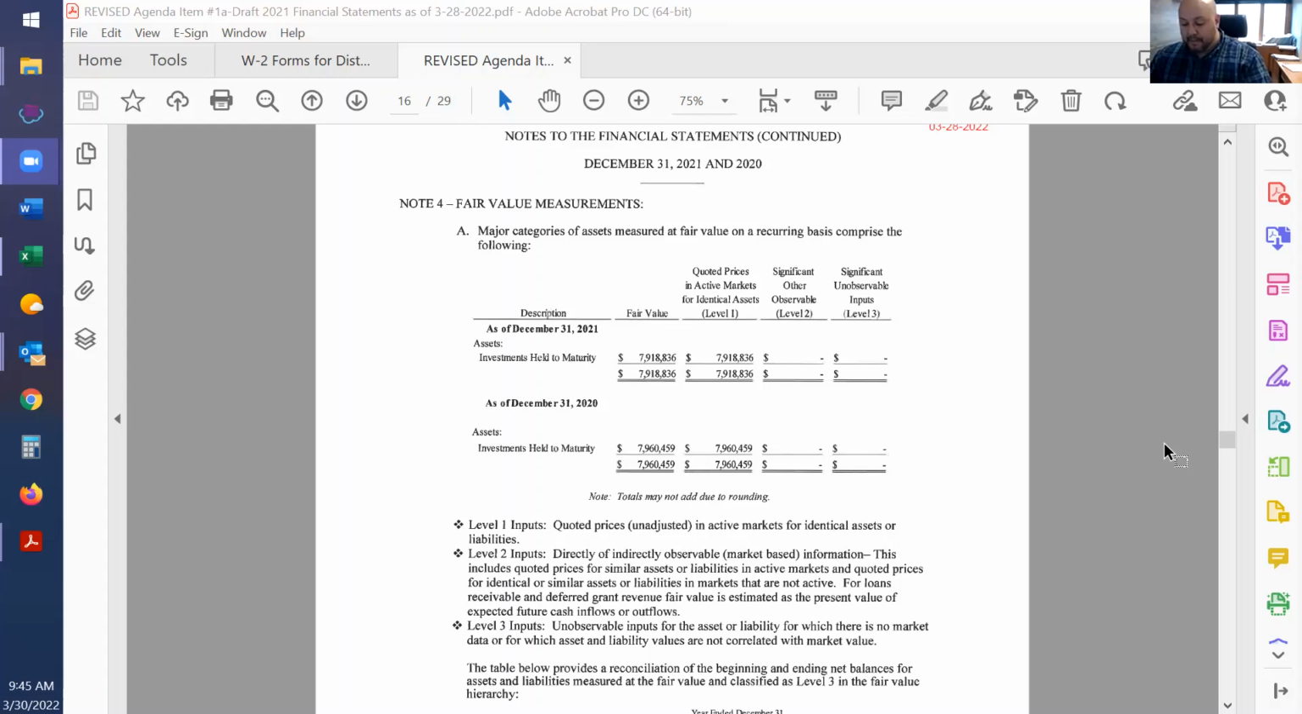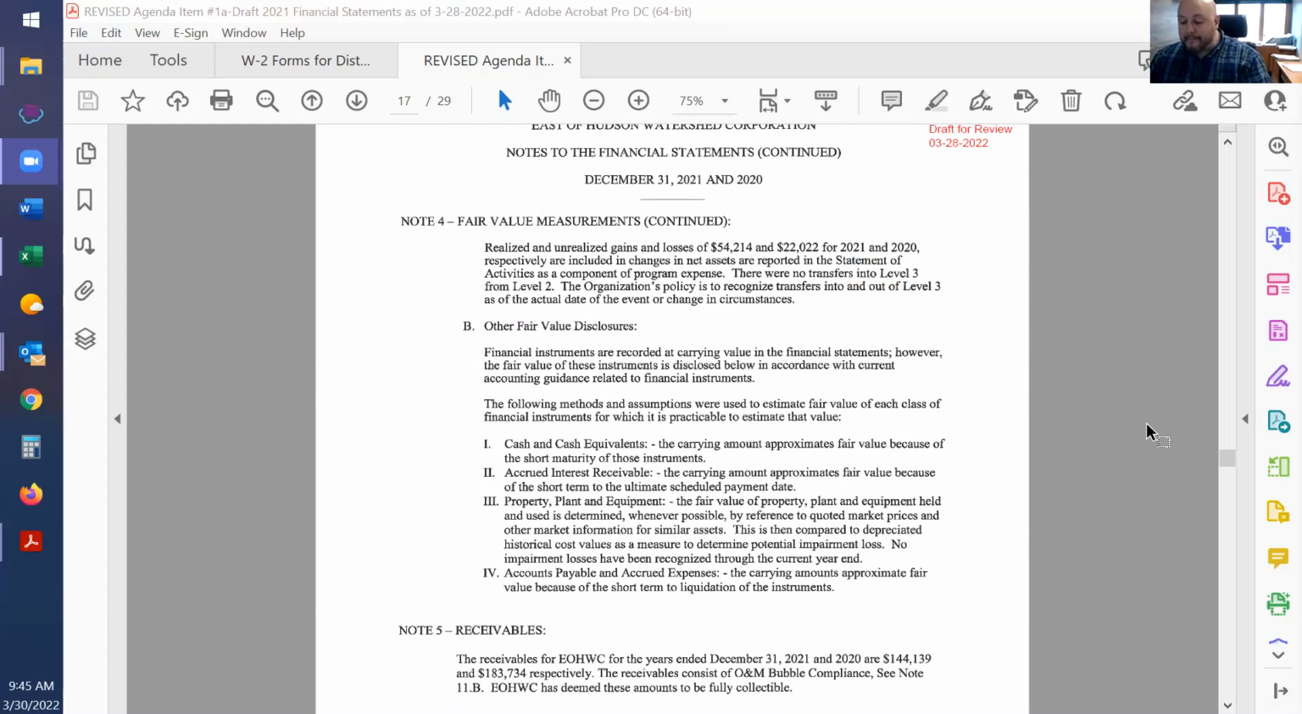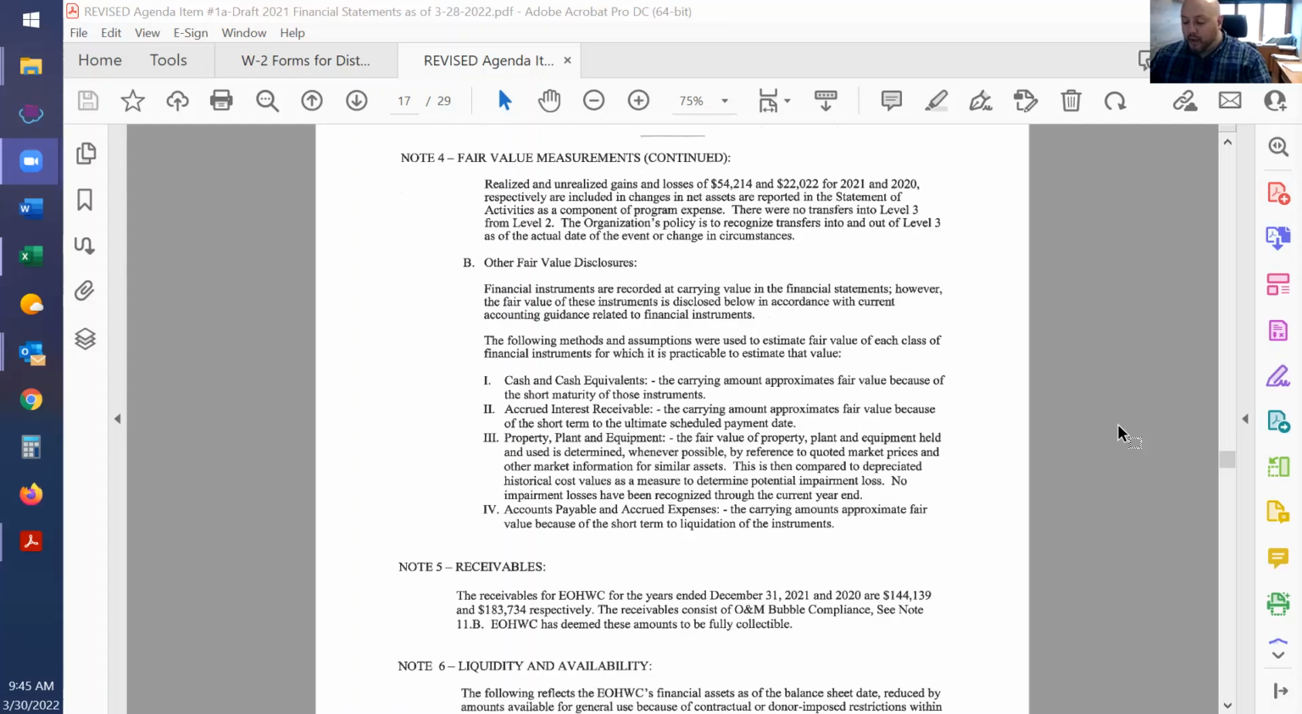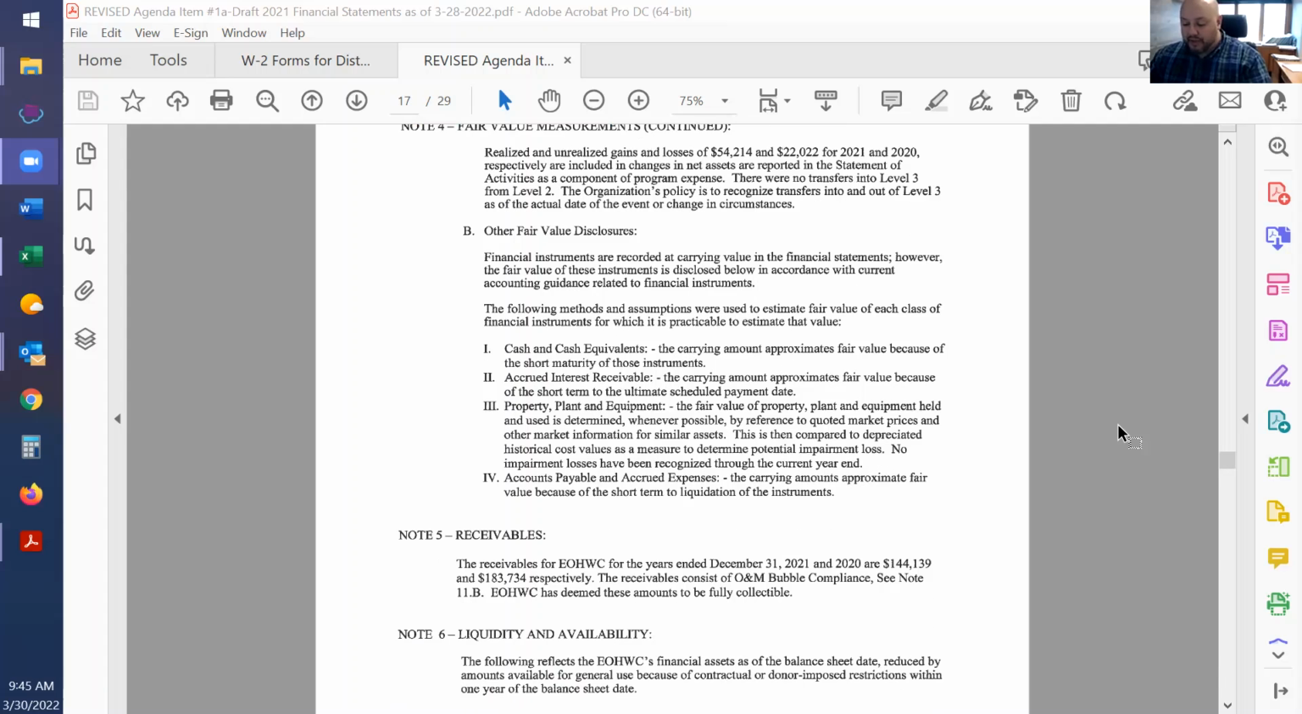Page 15, down below in note 5 is where we have receivables. We are identifying what the receivables were as of the end of the year and the dollar amounts that those receivables were at. As it states there, it's basically the ONB bubble compliance that makes up those receivable amounts.